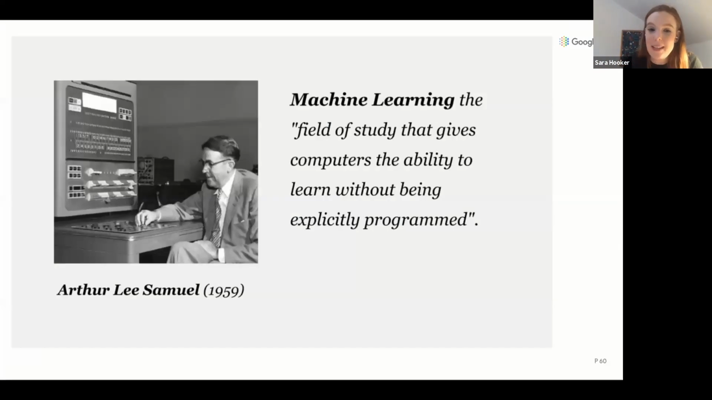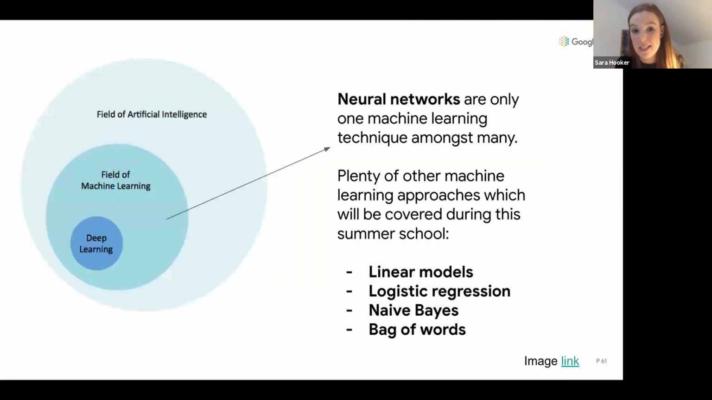So Arthur making a comeback with a quote. So he defines machine learning as a field of study that gives computers the ability to learn without being explicitly programmed. And it's really important to note that neural networks are only one machine learning technique among many. So there's plenty that are actually going to be covered over the next few days. Linear models, logistic regression, naive Bayes, bag of words.